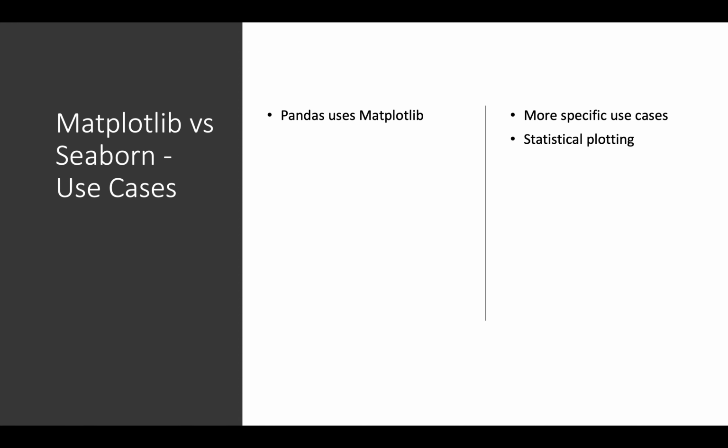And how about use cases? Okay, Pandas uses Matplotlib. I already mentioned it a couple of times. So it's a wrapper around Matplotlib. And Seaborn is for more specific use cases. Also, remember that Seaborn is Matplotlib under the hood. So in that sense, they're quite similar. But when we're thinking about statistical plotting, probably Seaborn is the better way to go.